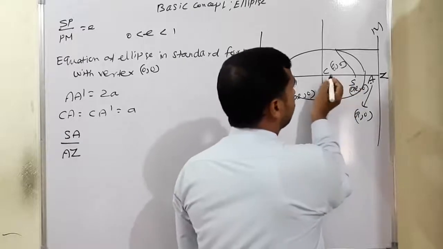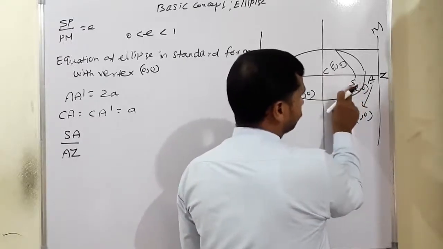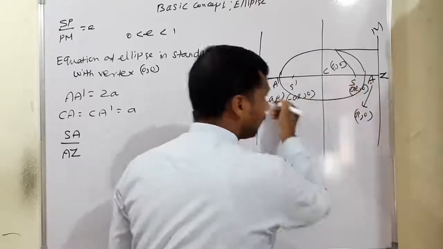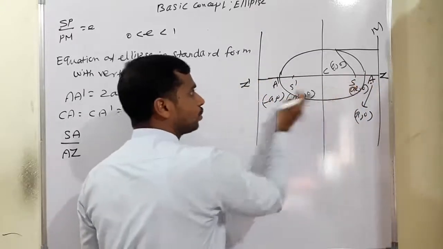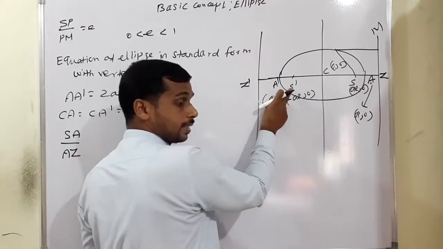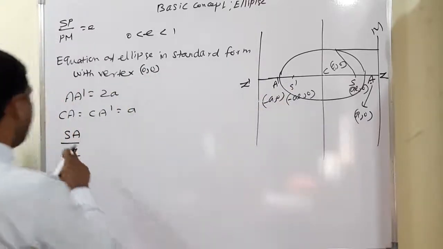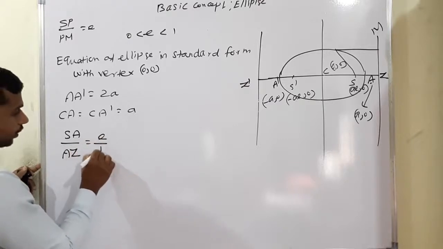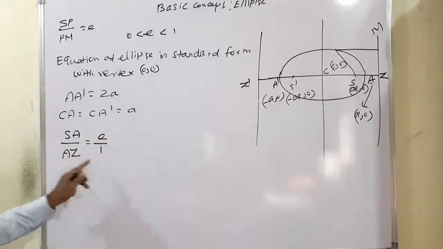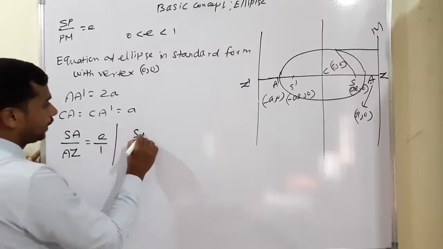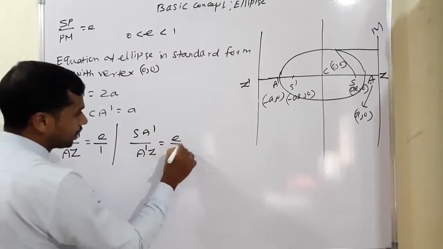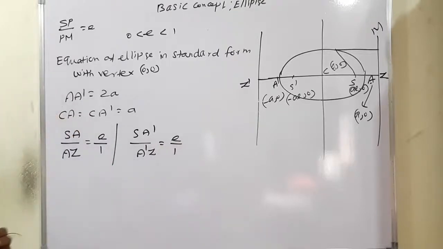Okay, from center C, S to A for point A internally, as well as on the opposite side, S to A dash, point of A Z externally. So SA divided by AZ is equal to the ratio e, that is e is to 1, e divided by 1. As well as the second point, SA dash divided by A dash Z is again e is to 1, that is e divided by 1.